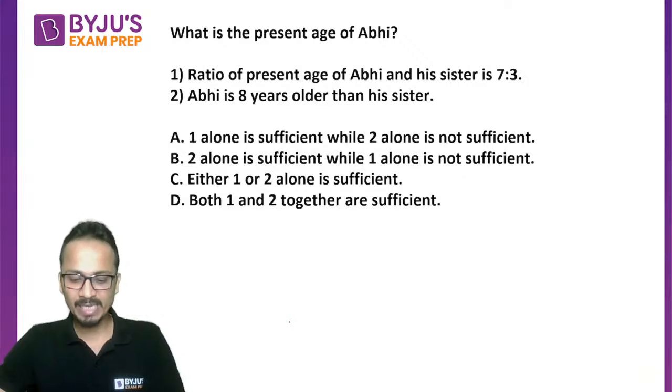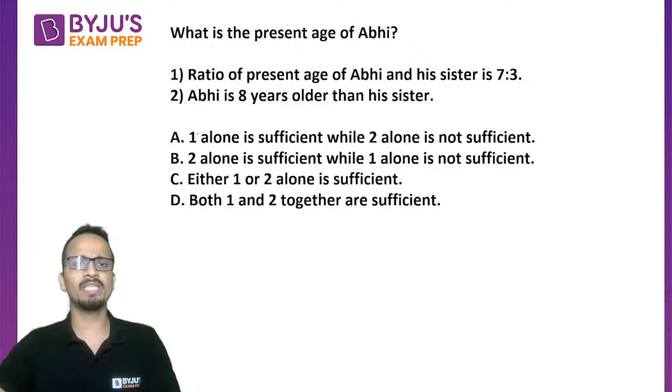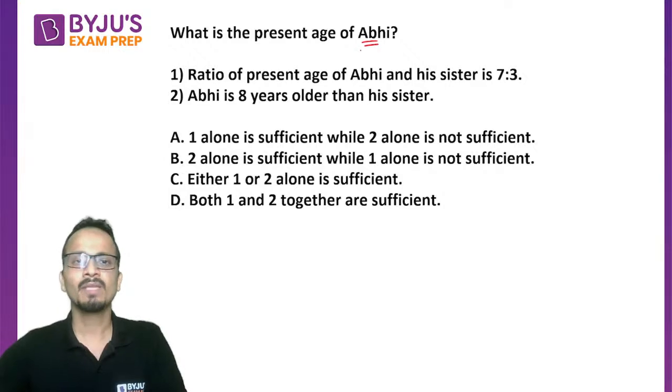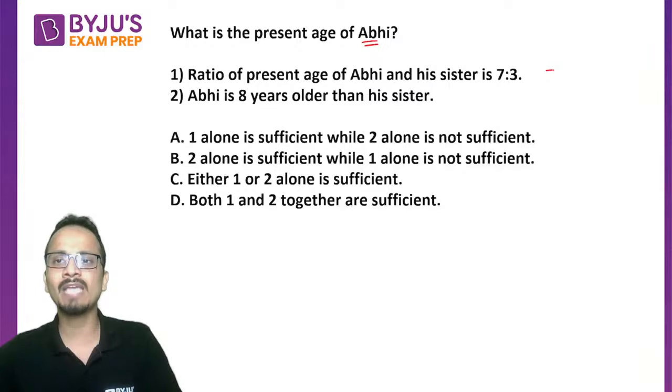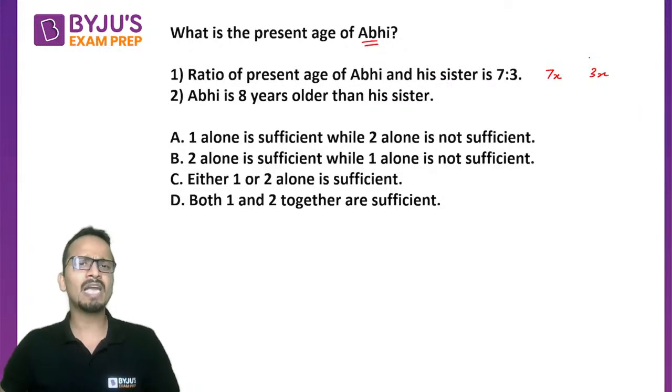Now, what is the present age of Abhi? All right, Shaikh, Roosters, Modi, Yogiraj, Ninad, all of you have given the answer. So let's have a look at this. Again, it looks like an easy question. What is the present age of Abhi? Now, statement number 1 alone, the ratio of present age of Abhi and his sister is 7:3. So statement number 1 is giving me the ratio of the present ages of Abhi and his sister. So I can assume that their ages are 7x and 3x. But using this information, I will not be able to determine the age of Abhi. So statement number 1 alone is not sufficient to answer the question.